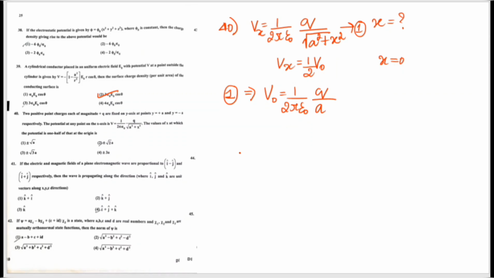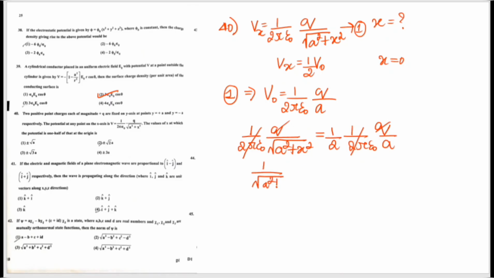Substitute in this equation, we get V x is 1 divided by 2 pi epsilon naught, q divided by square root of a square plus x square, which is equal to half of 1 divided by 2 pi epsilon naught, q divided by a, right? 1 divided by 2 pi epsilon naught gets cancelled on both sides, q gets cancelled on both sides. What is remaining? 1 divided by square root of a square plus x square is equal to 1 divided by 2a, right? On cross multiplying, we get 2a equal to square root of a square plus x square. On squaring, we get squaring on both sides.